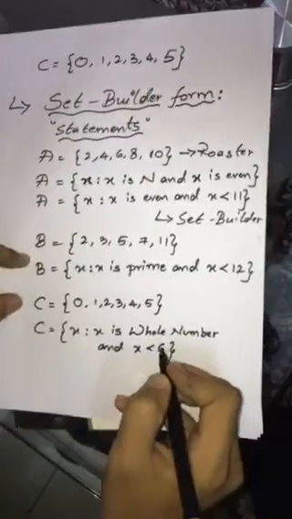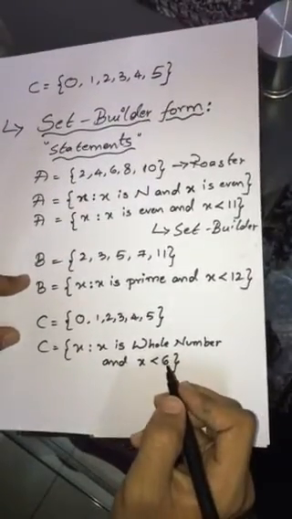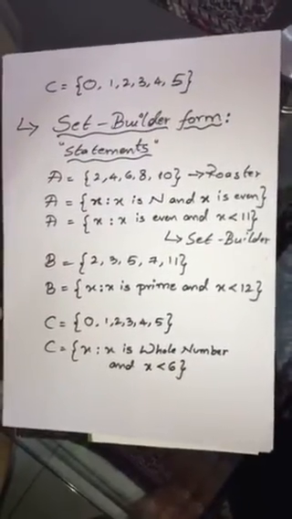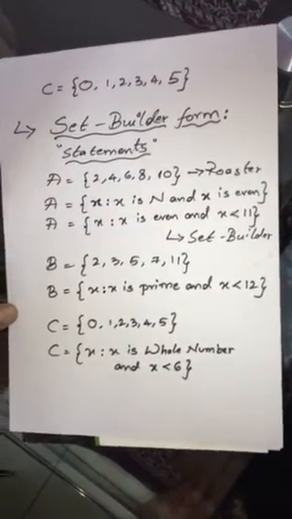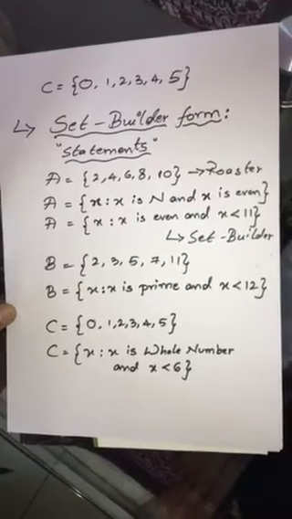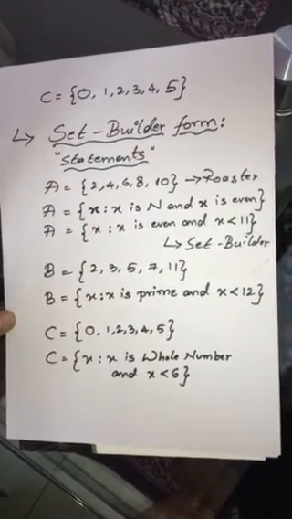So these are the two forms of writing sets. Now in the next class we'll discuss what are the types of sets and how do we identify each set from the other set.